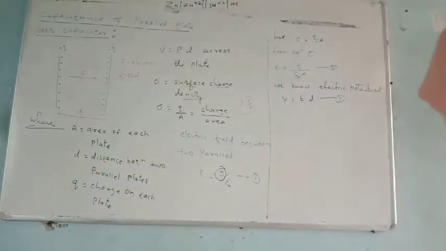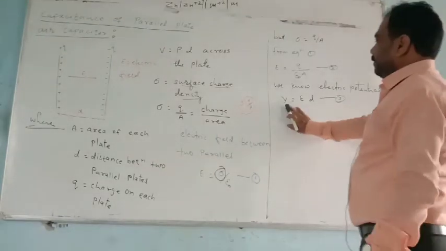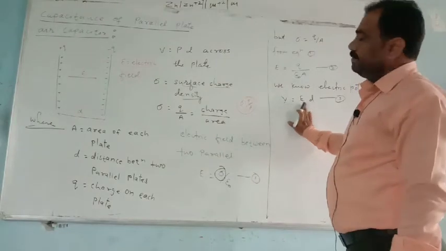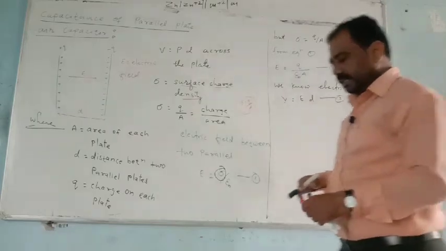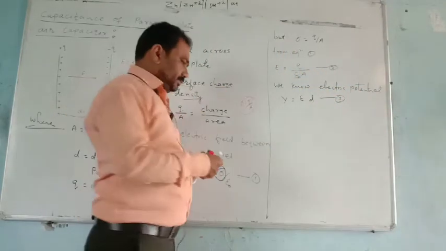So how we can find electric potential? V is equal to E multiplied by d. So what is E? We have the value of E. What is the exact value of E?